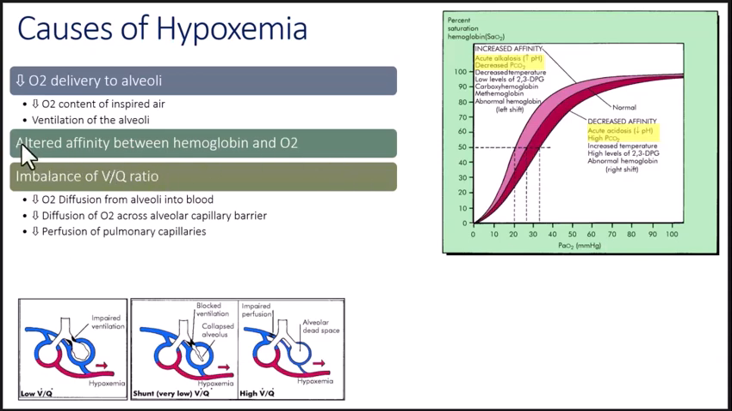Now I'm going to talk about how there can be altered affinity between hemoglobin and oxygen. I'm first going to describe to you the normal situation when it comes to affinity, and we're going to reference this graph. Just try and listen for a moment without writing everything down that I say. I just want you to grasp the concept.